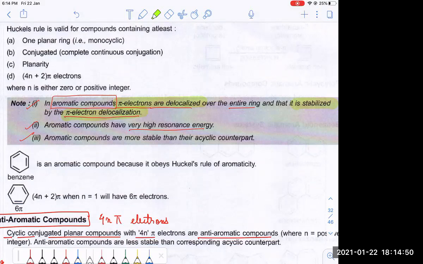Very understandable things. In aromatic compounds, we know there are pi electrons, we know they are delocalized, and the entire ring is stabilized by the pi electron delocalization. So there is a sort of stability associated with the delocalization. That's why aromatic compounds are highly stable. Their reactivity is less. Like benzene, a very famous aromatic compound, which is quite stable.